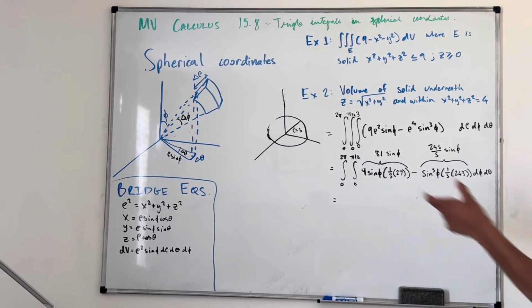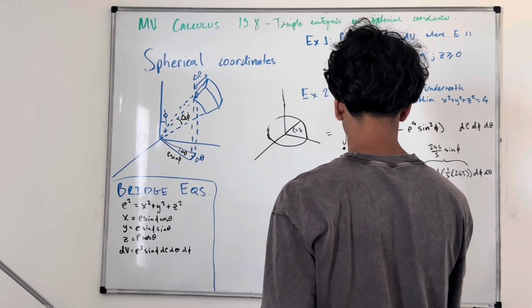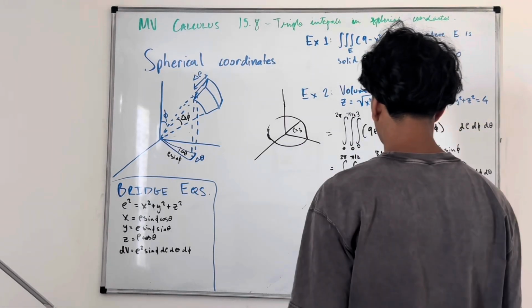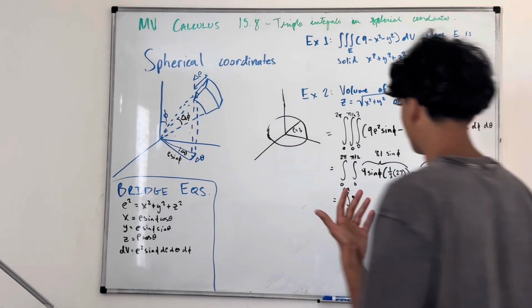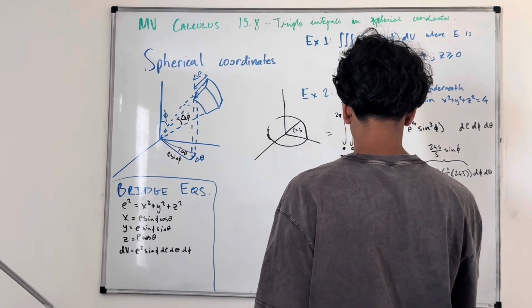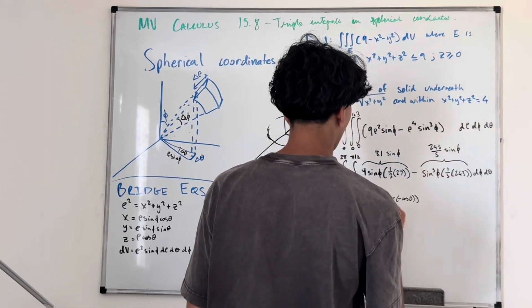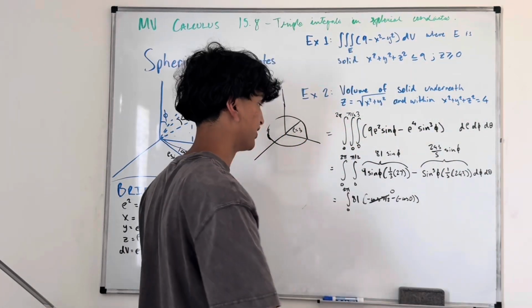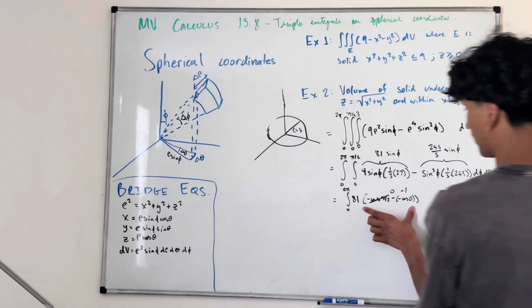So let's go ahead and take these integrals separately. For this case, we get 0 to 2 pi times 81 times the antiderivative, because I'm taking this inner integral first. Sine phi is going to be negative cosine, so negative cosine pi over 2 minus negative cosine 0. Cosine of pi over 2 is 0, and cosine 0 is 1, so we'll just say negative 1. So this whole thing becomes 1.